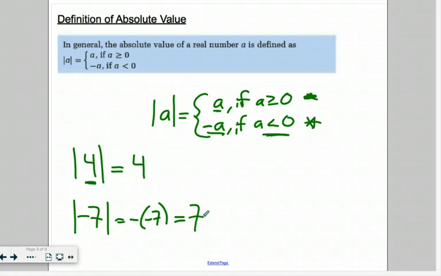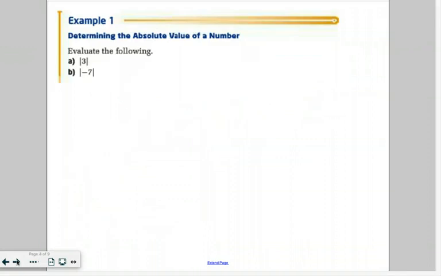So the basics of it are that if the value is positive, keep it positive. If the value is negative, make it positive, because absolute value will only ever give us positive answers. That's ideally the definition that we're going to use here.